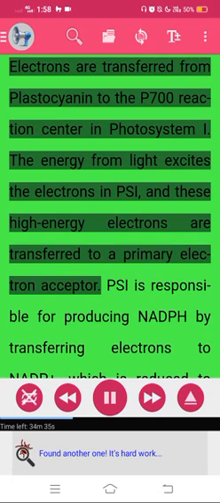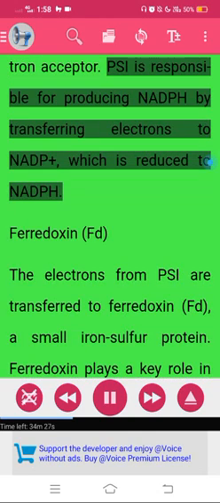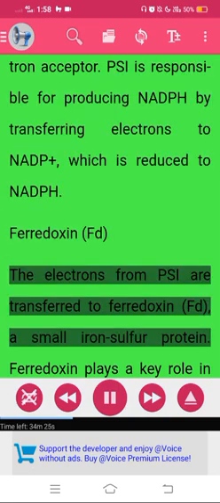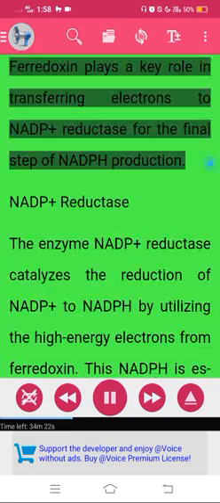The energy from light excites the electrons in PSI, and these high-energy electrons are transferred to a primary electron acceptor. PSI is responsible for producing NADPH by transferring electrons to NADP+, which is reduced to NADPH. Ferredoxin, FD. The electrons from PSI are transferred to ferredoxin, a small iron-sulfur protein. Ferredoxin plays a key role in transferring electrons to NADP+ reductase for the final step of NADPH production.